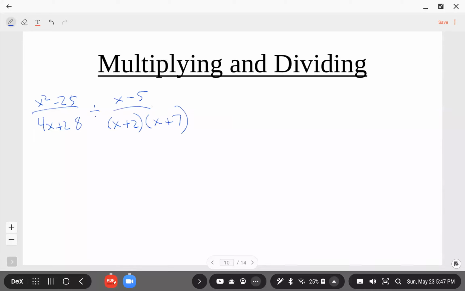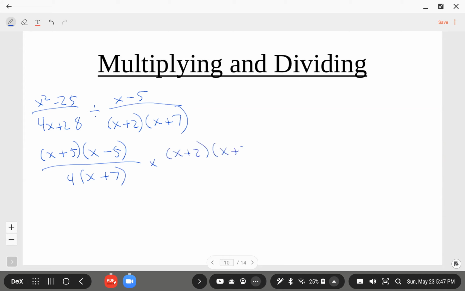Okay, just factor already. What are you doing? Okay, factor. And then what is this? Difference of squares. Okay, so now we do x plus 5, x minus 5, over 4 times x plus 7. That's going to be basically times the reciprocal of this. So basically, x plus 2 times x plus 7, over x minus 5. Okay, we're done here.